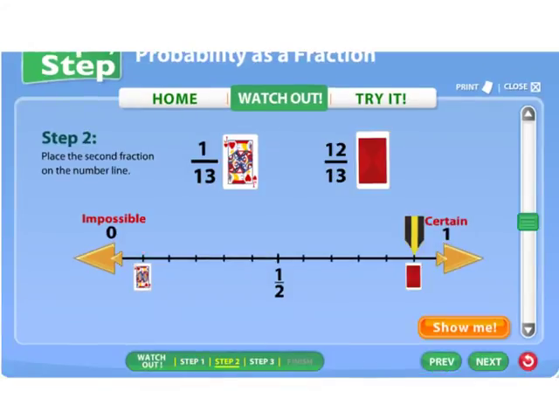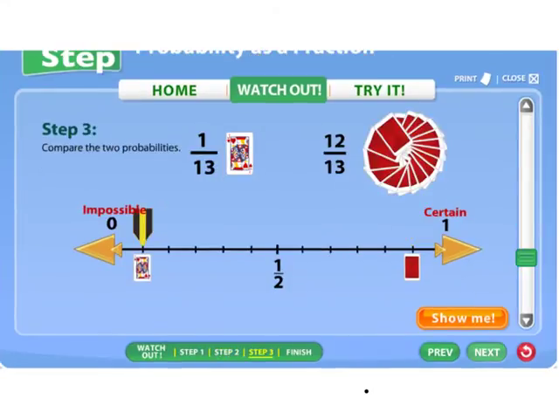Next, place the second fraction on the number line. Since there are 48 cards that are not jacks, Sam's chance of me not pulling a jack out of the deck was 48 out of 52, or 12 out of 13. Now we can compare the two probabilities. It's clear that Sam's chances are way better than mine. Sam's probability is really close to certain, while mine is much closer to impossible.